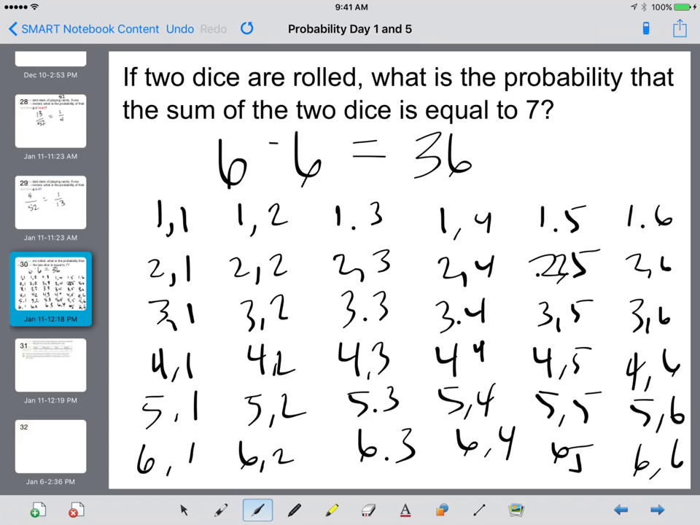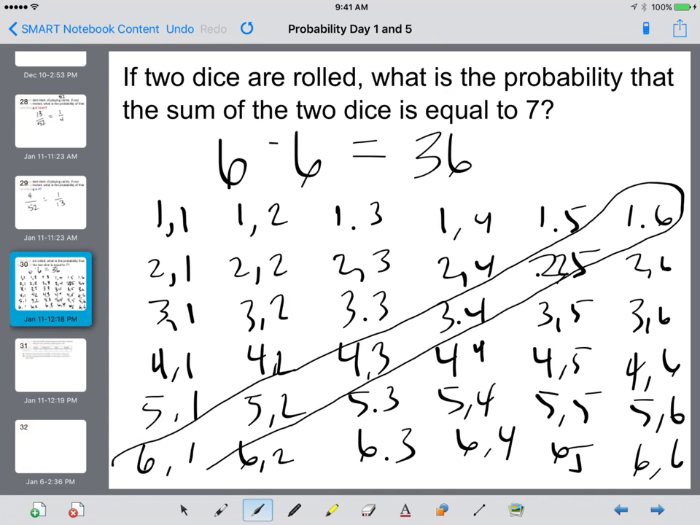Now, a sum of 7. Look at this diagonal row. All of these options add up to 7. There are 1, 2, 3, 4, 5, 6. So we have a 6 out of 36 chance, which reduces to 1 out of 6.